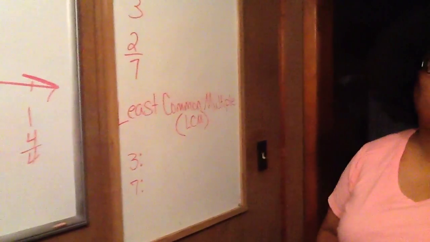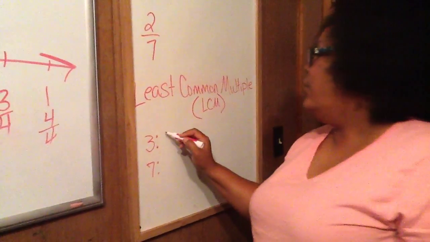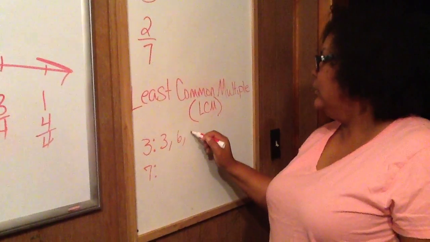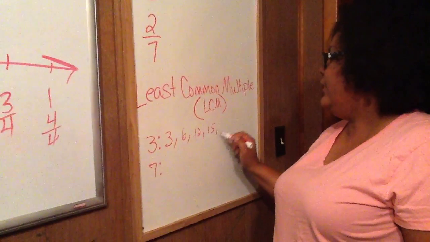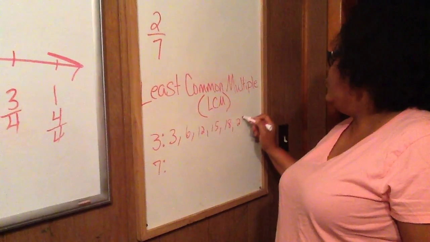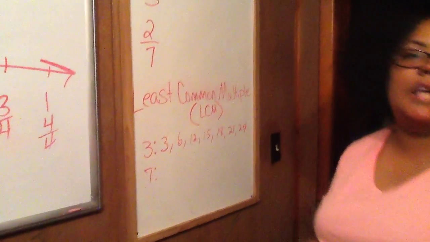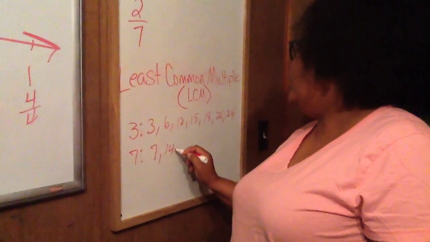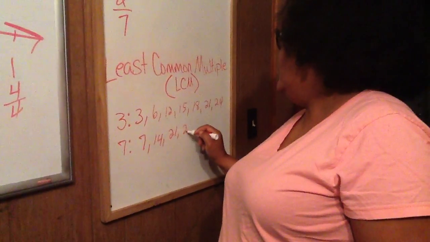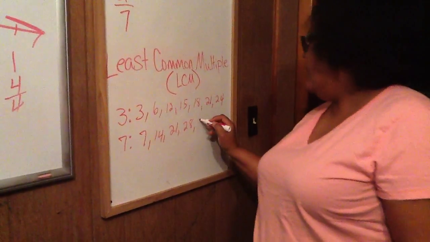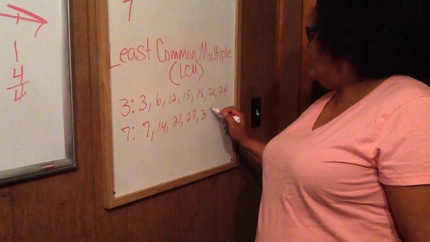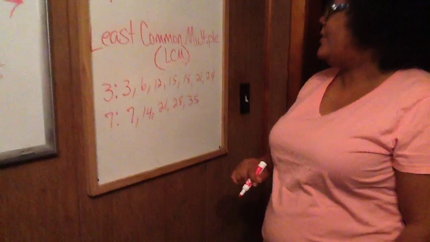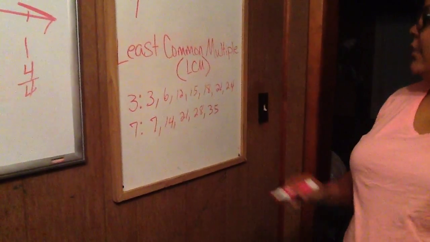If I write down my multiples of 3 and 7, I will go 3, 6, 12, 15, 18, 21, 24. I'm going to stop there. Now I'm going to do 7. 7, 14, 21, 28, and is it 35? 1, 2, 3, 4, 5. 35, that's correct.